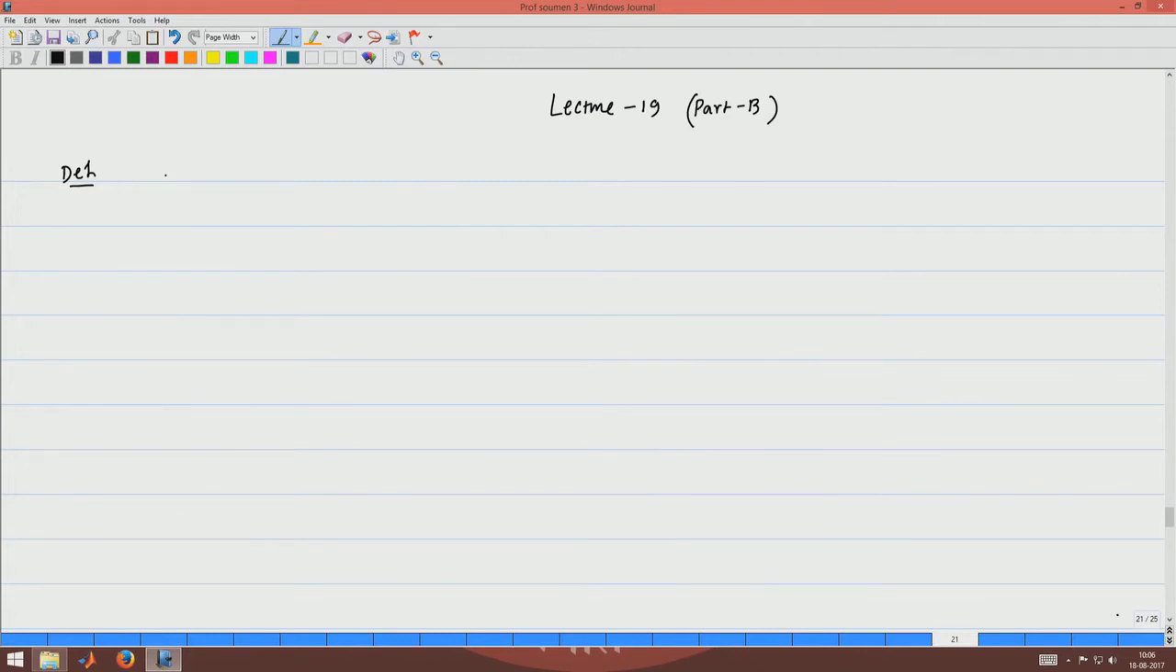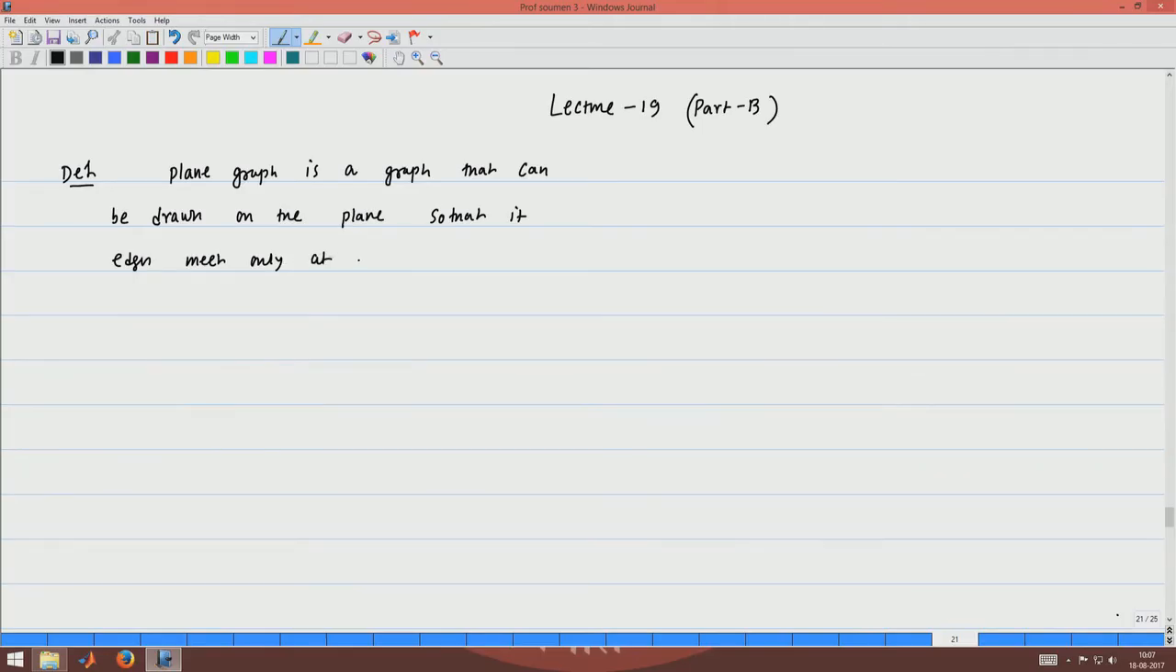Definition: a plane graph is a graph that can be drawn on the plane so that its edges meet only at vertices.